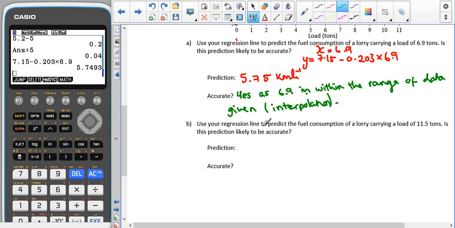So then it also asks us to use our regression line to predict the fuel consumption of a lorry carrying a load of 11.5. So again, that's our value of x because that's the load. So we're now going to use 7.15 minus 0.203 times 11.5. And when we put that in our calculator, I'm just going to edit this to make it a bit quicker. 11.5. We end up with 4.82 to 3 significant figures.